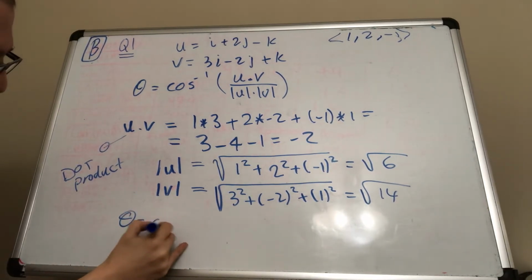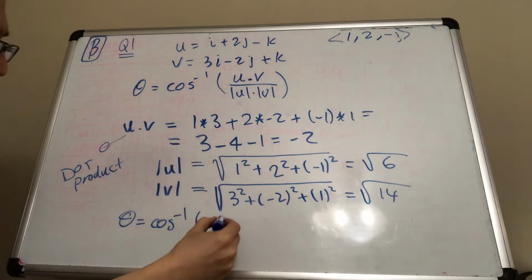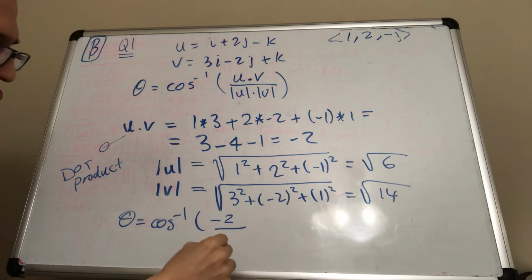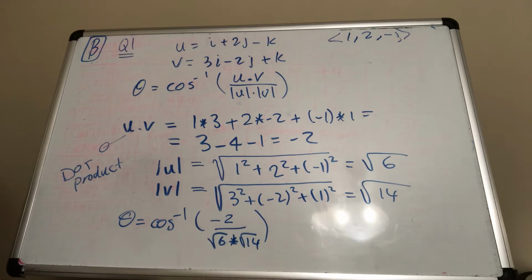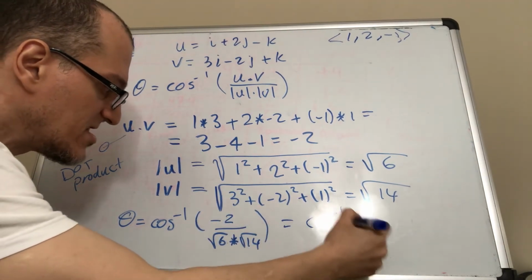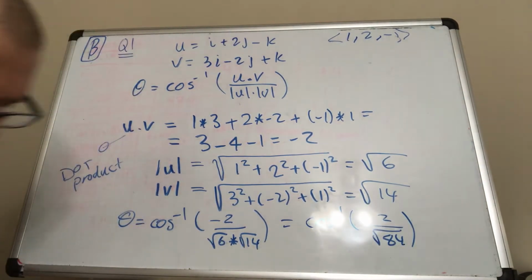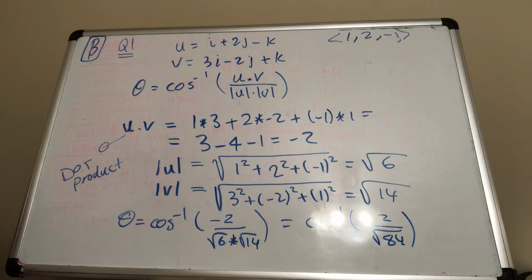So theta is the cosine inverse of u dot v. We found this to be minus 2, over root 6 times root 14. Now root 6 times root 14 is root 84, so it's cosine inverse of minus 2 over root 84. I don't know if he expects you to leave it like it is.